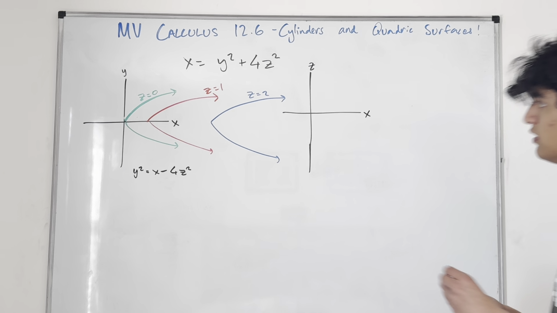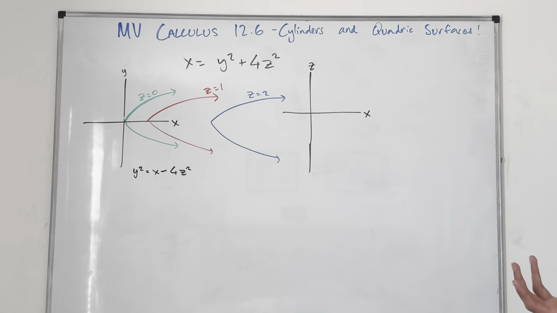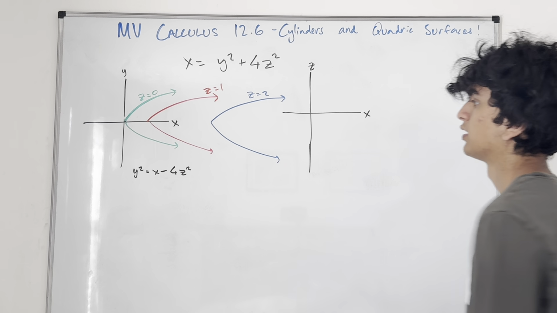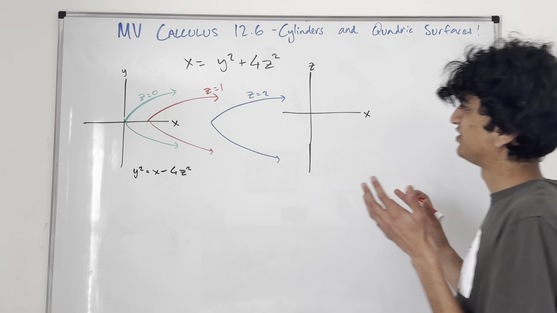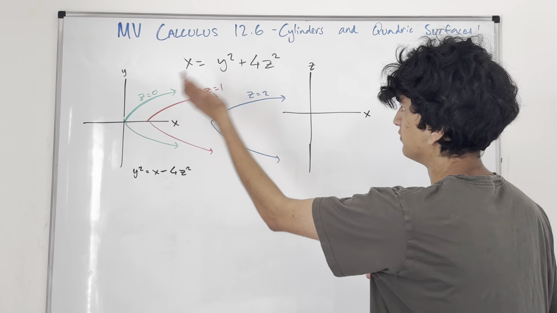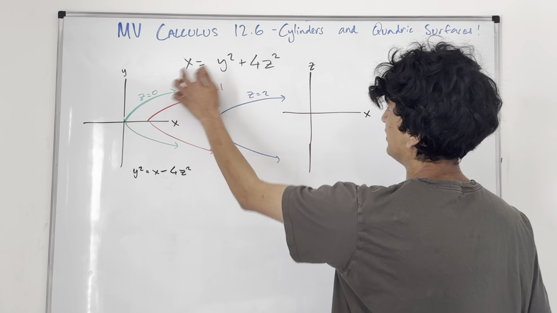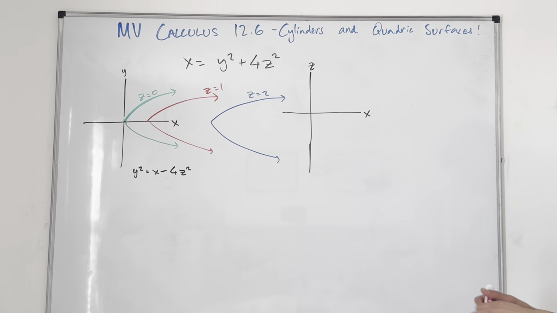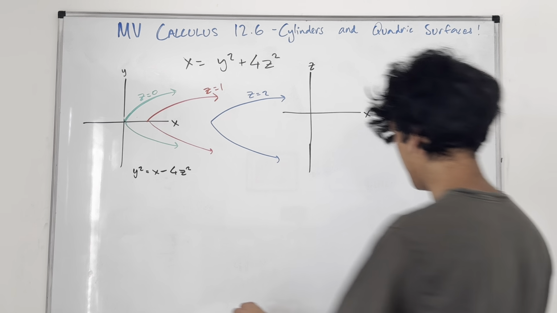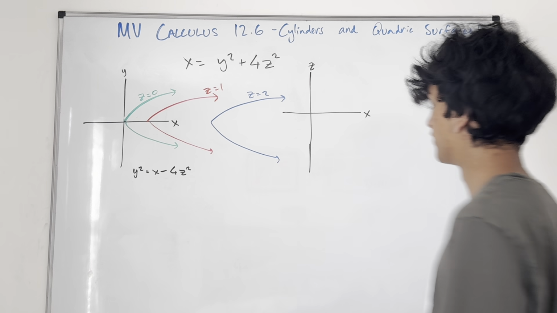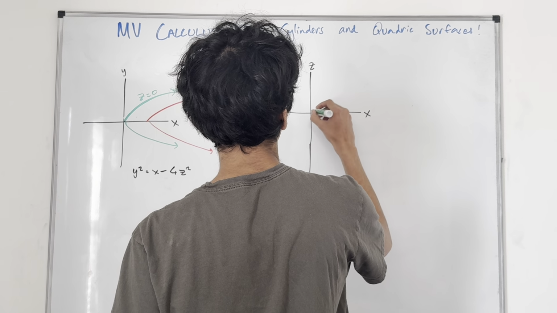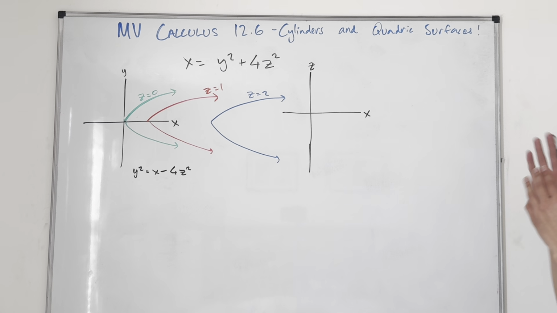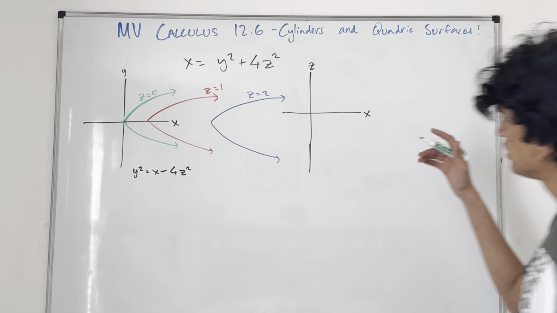So for the ZX plane, we actually get something very similar, because at y equals 0, we get x equals 4z squared. So this is really just the same kind of shape, a vertical kind of parabola. But now if we multiply by 4, I believe that is a vertical shift.